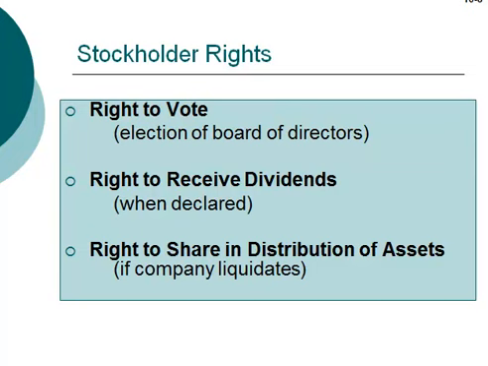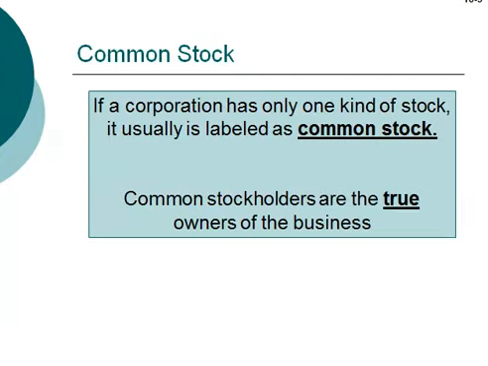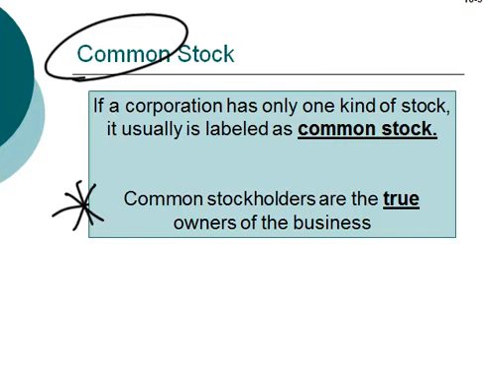There are three principal rights that a shareholder enjoys. First is the right to vote and elect a board of directors who will oversee business operations. Second, when a dividend is declared, the shareholder is entitled to receive that. Thirdly, if and when a company liquidates, the shareholder has the right to receive the distribution of assets. To date, we've discussed only common stock. Common stock is usually the type of stock that a company issues if it has only one type outstanding. Common shareholders can be thought of as the true owners of the business.